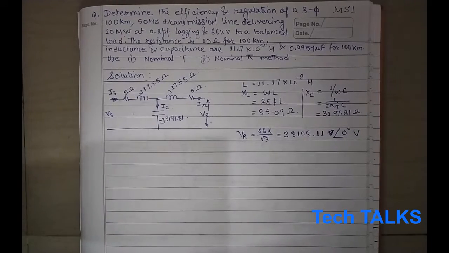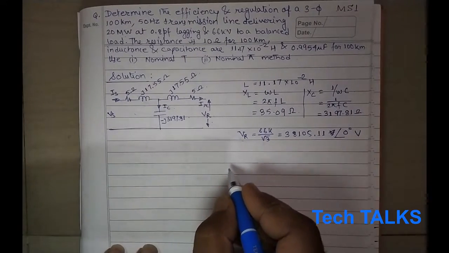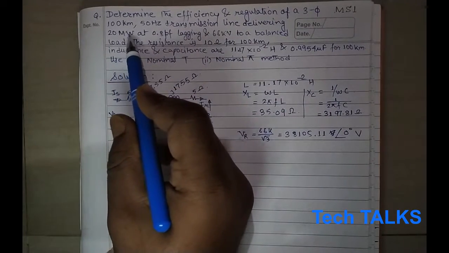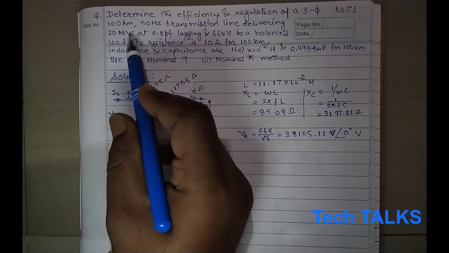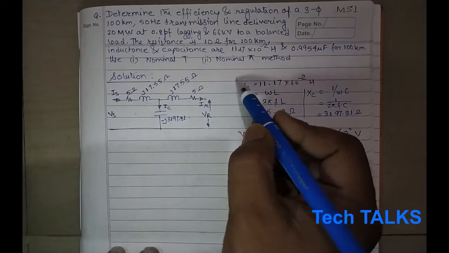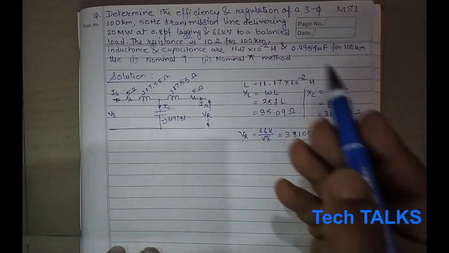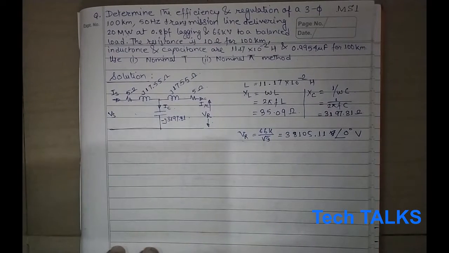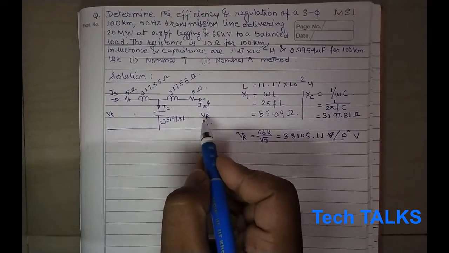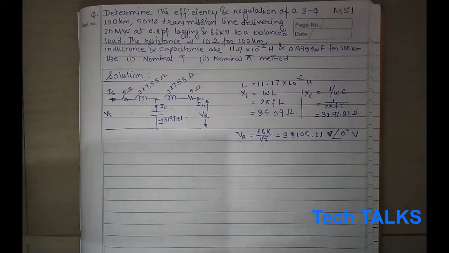Now we were talking of the current. How will we find the current? The 20 megawatt is the power that is supplied, the output power, so this power is supplied over here. At what power factor? At this power factor, that means this angle is cos inverse of 0.8. This is the angle between this VR and IR.